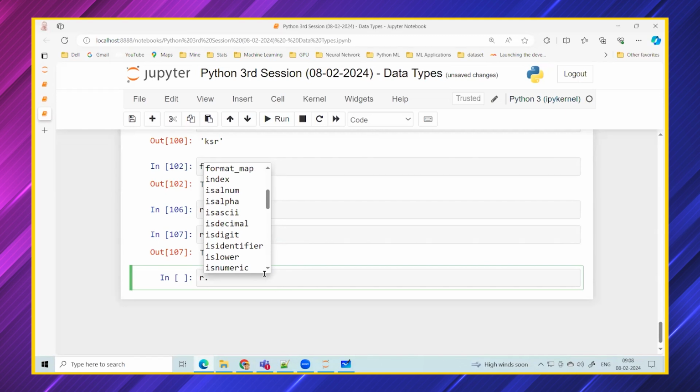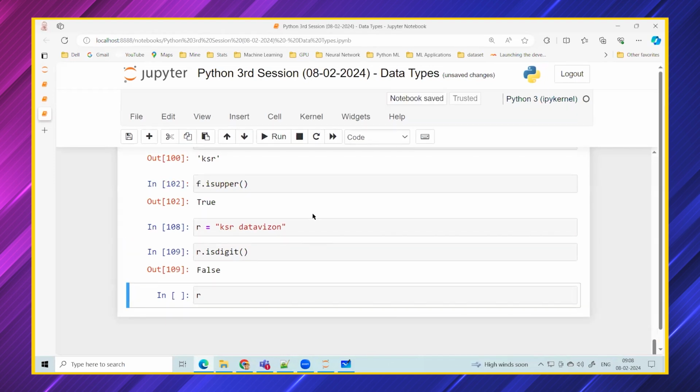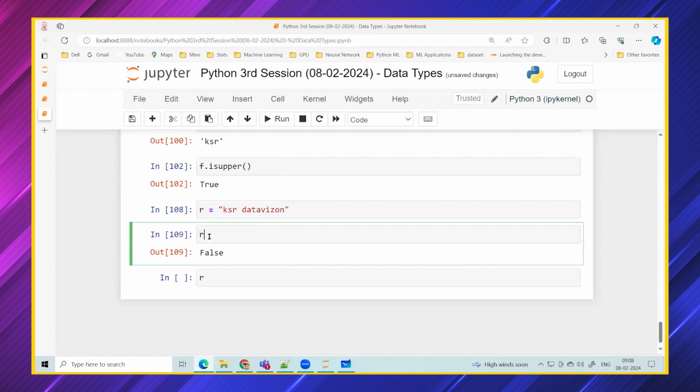Another thing you need to understand here is if you write R dot isspace, istitle, isupper, everything, you will be able to get this information. Okay, now let me tell you one thing. I have a word, KSR Data Vision. Now, if I ask is it a digit? No, definitely it's not. But I have a function called count. See, even I don't know Python. Observe carefully. So I will go and run this.